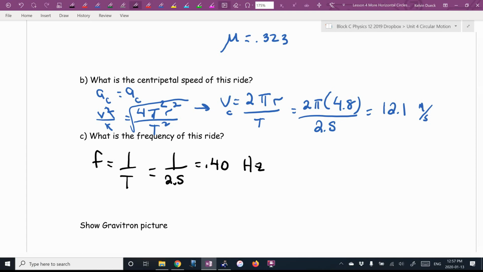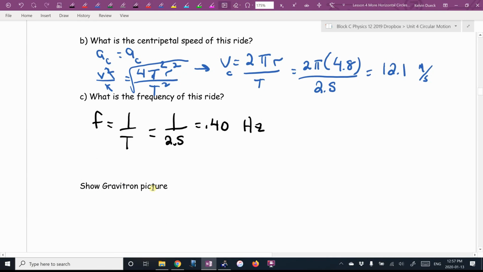If it turns faster, what would happen to the frequency? Would the frequency get bigger or smaller? Well, if it turns faster, what would happen to the period? How long it takes to go around once? Smaller, and since it sits on the bottom, the frequency will get bigger. The bigger the period is, the slower it's spinning probably. I already showed you the gravitron picture.